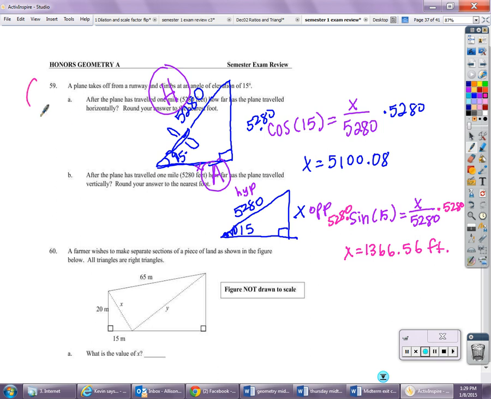Alright, so there is the plane question. I think the hard part about this problem is knowing how to draw the picture. So if you can draw the picture, you'll be fine.